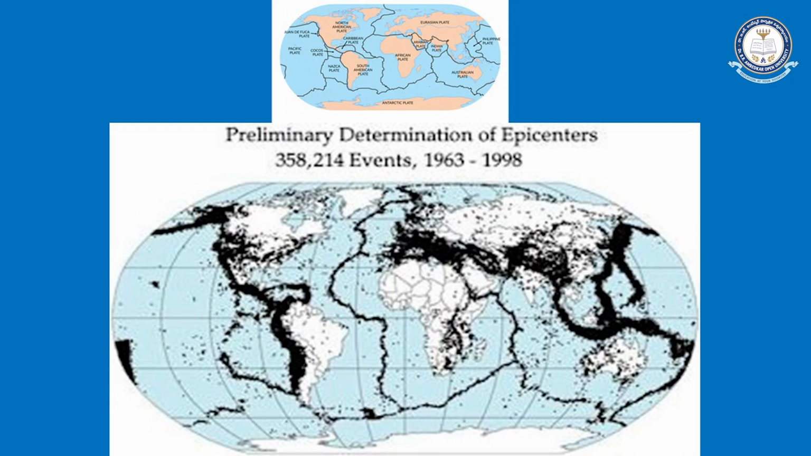So here we can see the Ring of Fire, which is surrounding the Pacific Ocean, and here also we can see the Pacific Ocean as a single plate which is trying to melt itself towards the continents and trying to create new continents and dissolving the oceanic crust.